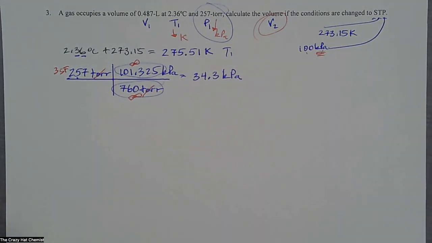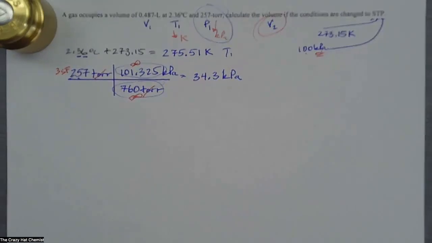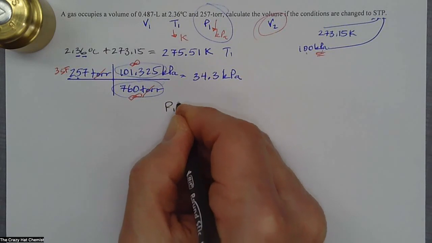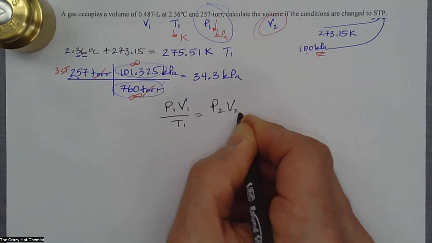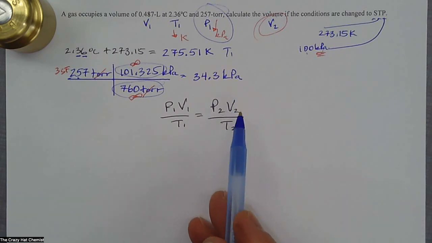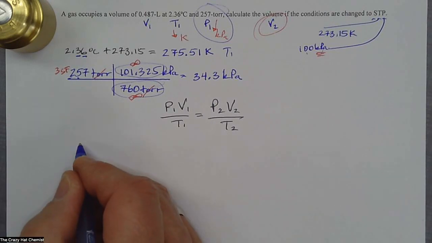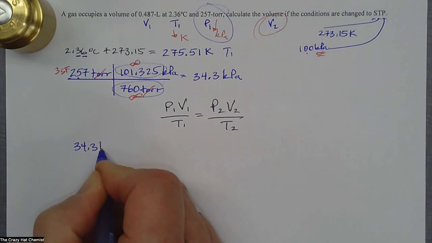Now what we're going to do is write down the combined gas law equation, combined or general gas law. So P1V1 over T1 equals P2V2 over T2. So the last problem, I solved for T2, and this time we're solving for V2. I'm trying to give you as many examples as possible here. So we're going to plug these values in. We're going to start off with our P1. Our pressure one is 34.3 kilopascals.